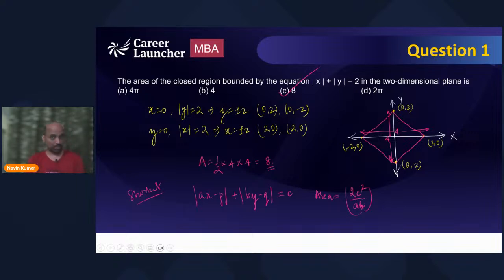If we remember this formula, we can straight away see here that A is 1, B is 1, C is 2. So area is 2C square upon A into B, which will result in 8 anyways. So we will save a lot of time finding out where the graph meets the x-axis and y-axis, and drawing it, right?